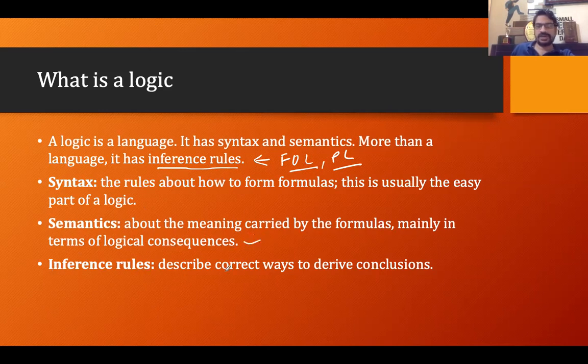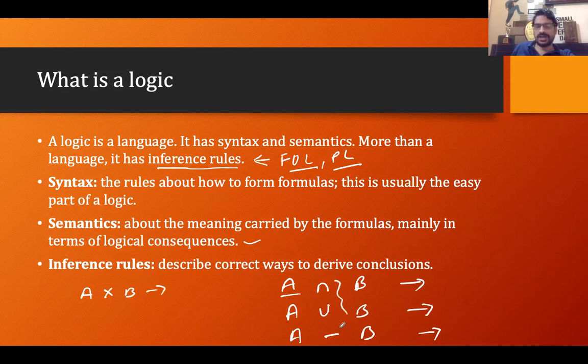Then we have inference rule. It describes the correct way of deriving conclusions. So let's say we have clause A, which is one rule, and clause B, another rule. We'll use some inference rule. Let's say we'll use the intersection, we'll get some output. We have clause A, we'll use some union with B, we'll get some output. We'll have A, we'll do some minus with clause B, we'll get some output. We can use A and B, and get some output. So we have different rules. This is called inference rule, and in the clause we'll apply some inference rule to get the output. Generally we'll see the inference rule in first order logic and predicate logic.